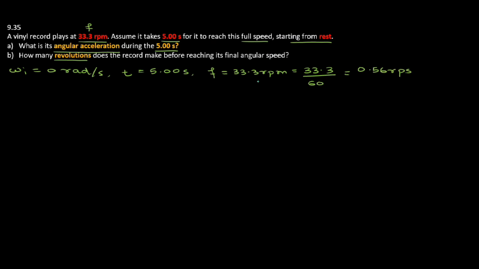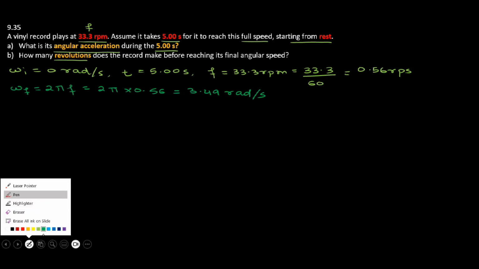If we have the frequency, we can use the relationship between frequency and angular velocity to find omega final. Omega final we can write as 2 pi times the frequency. So it will be 2 pi times 0.56. That gives me 3.49 radians per second. So these are the values given to us in the question.